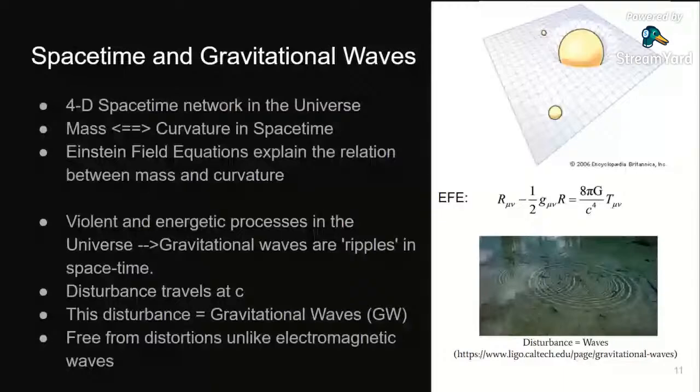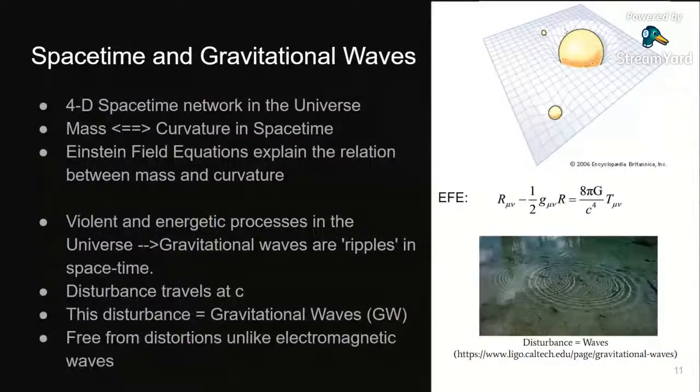So the universe has a network of some four-dimensional space-time fabric. Let's assume it's something like that. Now, Einstein says that mass affects curvature, right? And that curvature in turn affects the motion of the mass, because if there is curvature, the mass is bound to roll into it. So the Einstein field equation explains how mass affects the curvature and how curvature will in turn affect the mass.